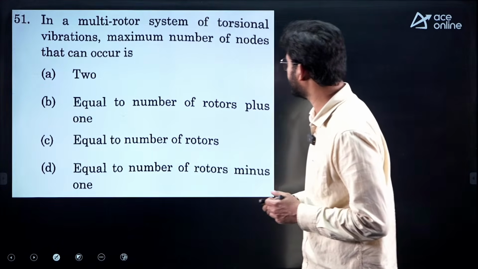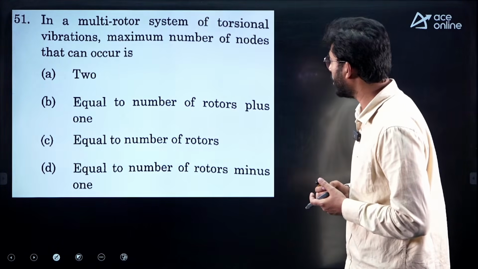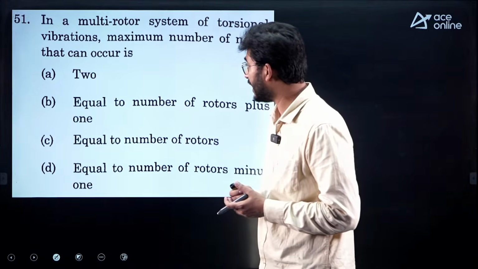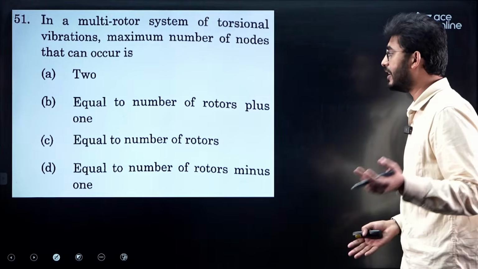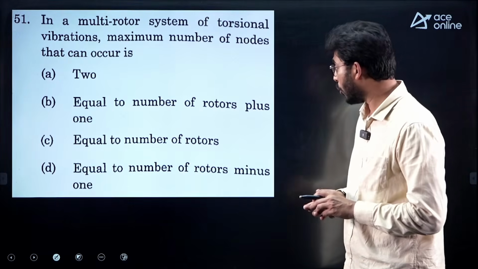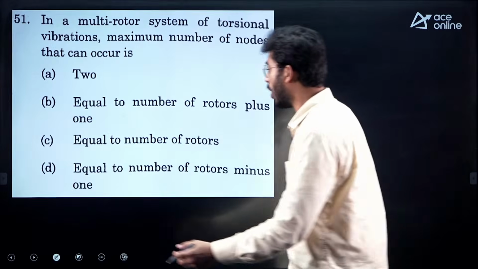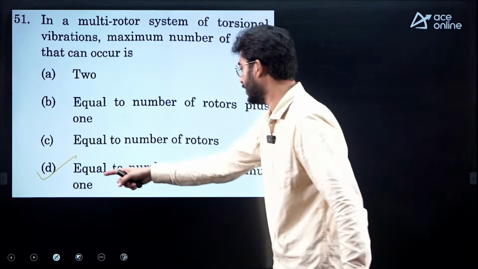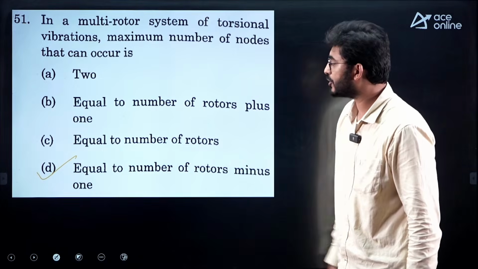In a multi-rotor system, the torsional vibration, the maximum number of nodes that can occur. So here we need to recall a standard empirical relation, that is the number of nodes is equal to number of rotors minus 1. So option D is the answer.